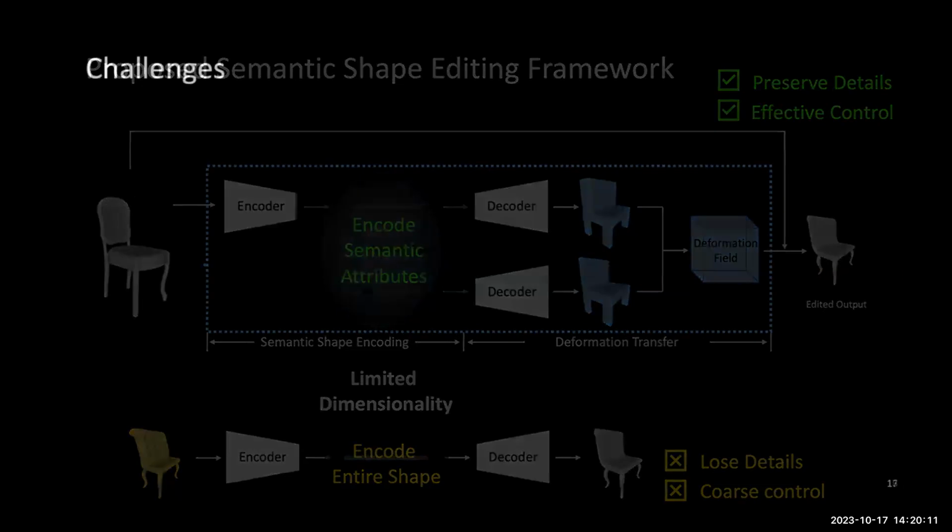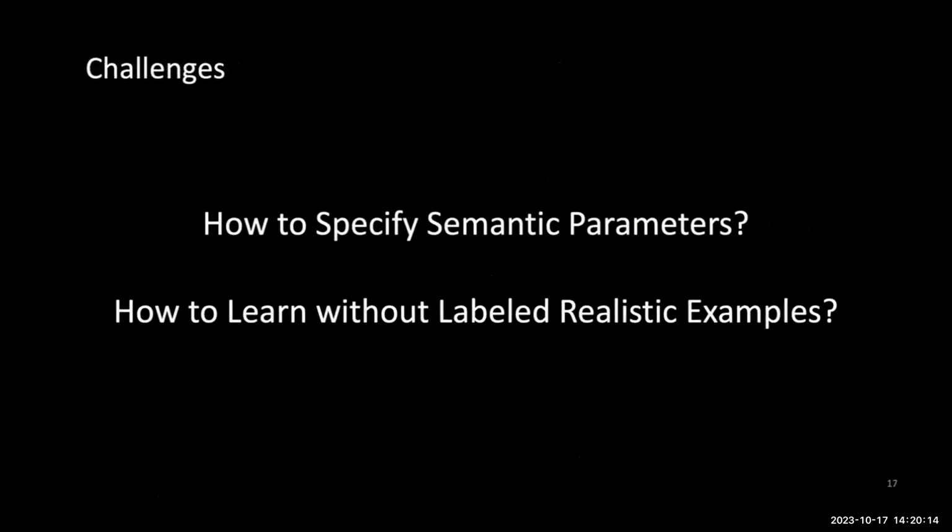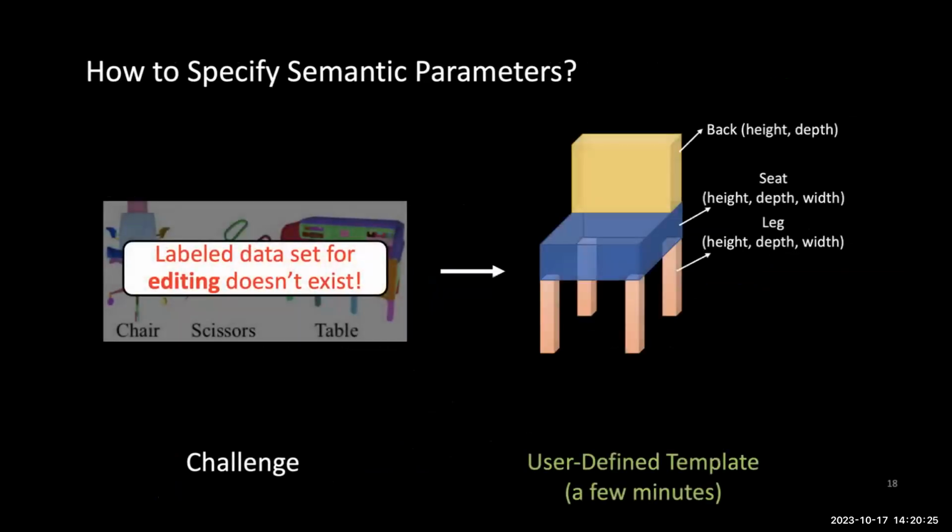There are two challenges in this task. The first challenge is how to specify semantic parameters, and the second is how to learn without labeled realistic examples. For the first challenge, as you remember, there's no labeled dataset existing. So our solution is to leverage a user-defined template. The user-defined template is very easy to define here. Within a few minutes, we can use 6 boxes to define the chair. And for human bodies, we don't even need to define it; we can use existing simple parameters. You may ask, this chair has 4 legs. Would it work for chairs with 1 or 3 legs? The answer is yes. Later, I will also show some generalization with the current framework.